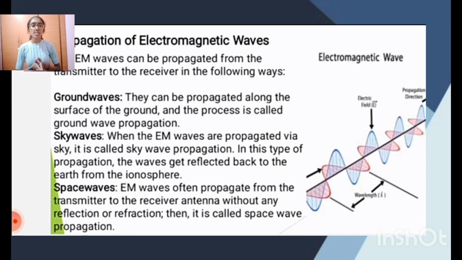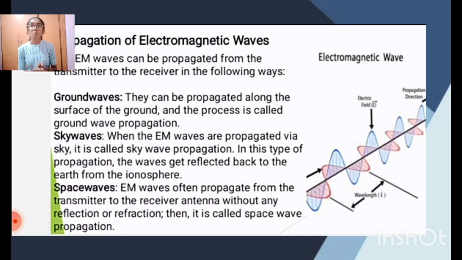And now let me talk about the propagation of electromagnetic waves. Electromagnetic waves can be propagated from transmitter to receiver in the following ways: ground waves, sky waves, and space waves. Ground waves are propagated along the surface of the ground, and the process is called ground wave propagation. And when the electromagnetic wave is propagated via the sky, it is called sky wave propagation.